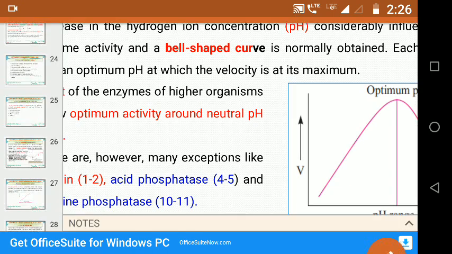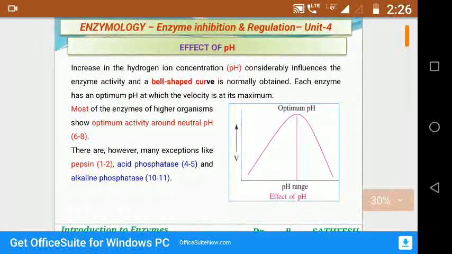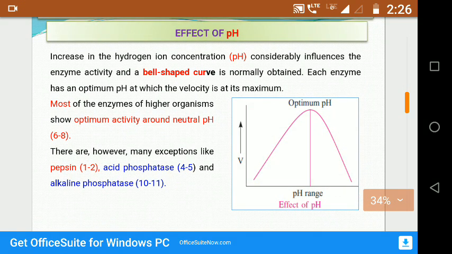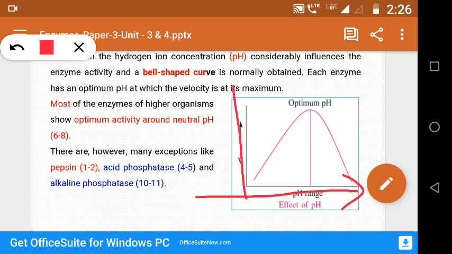Below the pH or above the pH will affect the activity of the enzyme. Therefore we will get a bell-shaped curve when we measure the activity of the enzyme while changing the pH. So on the x-axis we have pH, gradually increasing from 0 to 14, and on the y-axis we have the enzyme activity.